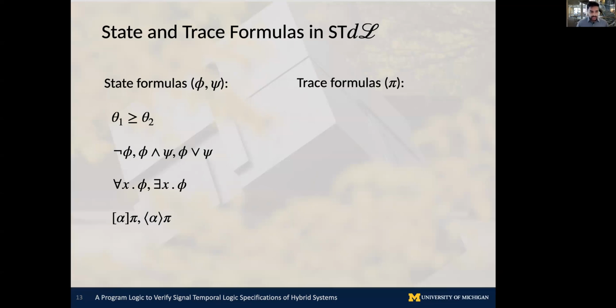A trace formula pi then can be the negation of another trace formula pi, or it can be a state formula phi, which essentially just means that phi evaluates to true at the end of the trace, or it can be a temporal necessity, this box AB phi, saying that at all times between A and B seconds from now, this phi is true, or it can be its dual, this diamond AB phi, which says there exists a time between A and B seconds from now.